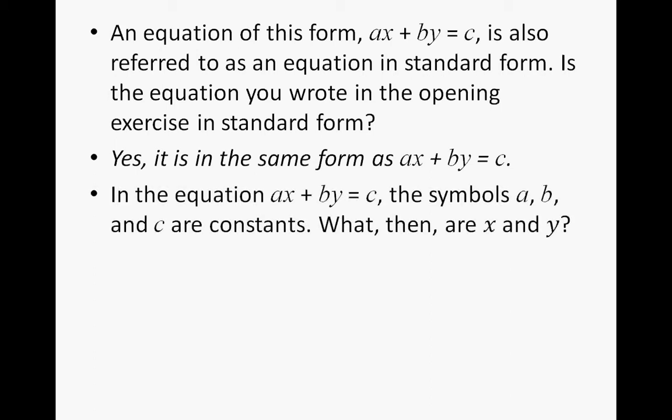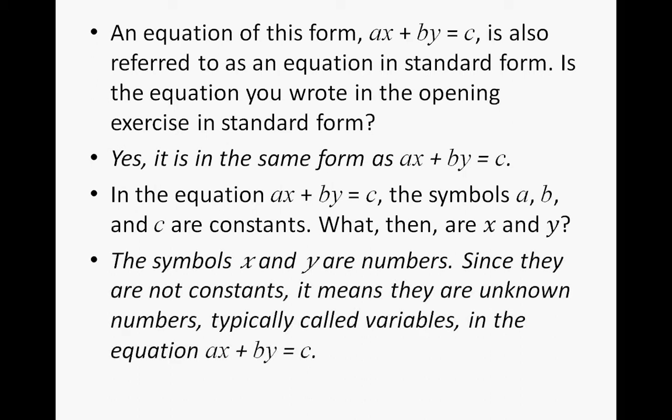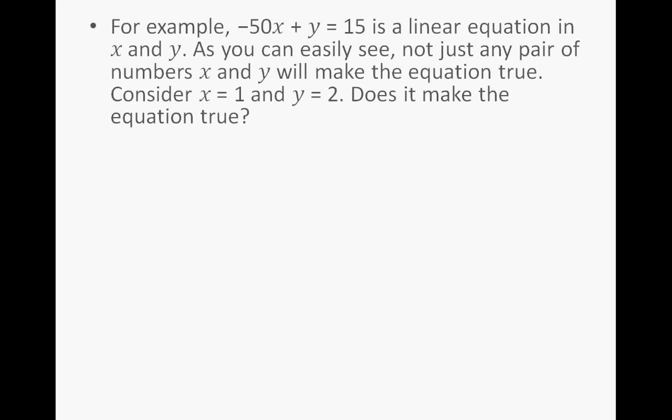In the equation ax plus by equals c, the symbols a, b, and c are constants. What then are x and y? The symbols x and y are numbers. Since they are not constants, they are unknown numbers, typically called variables, in the equation ax plus by equals c. For example, negative 50x plus y equals 15 is a linear equation in x and y.